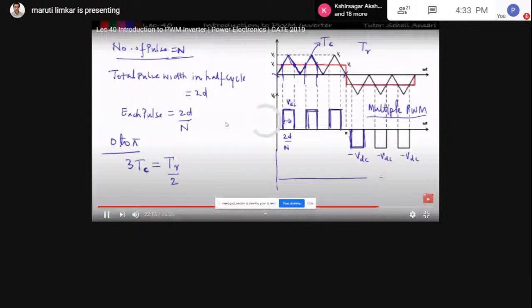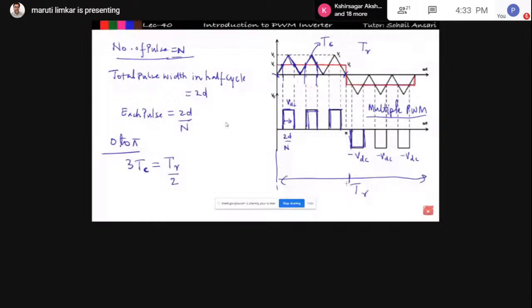Okay, this is my TR, and from 0 to pi it will be TR by 2. In between, from 0 to pi, you can see 3 TC is there. This is the time period of carrier frequency. So I can write 3 TC is equal to TR by 2. TR can be replaced by 1 upon FR, and TC can be replaced by 1 upon FC.